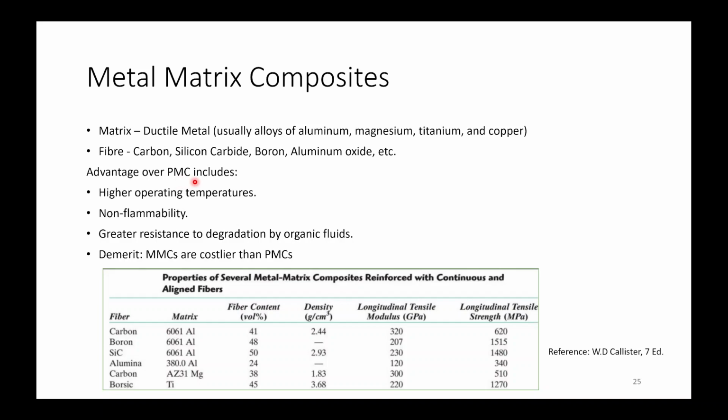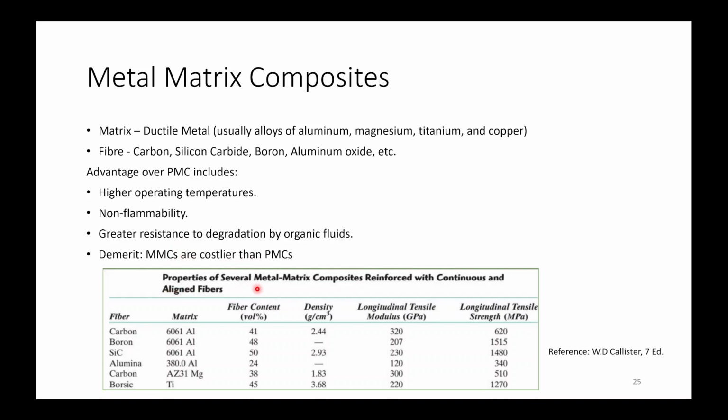Now advantages of MMC over PMC. Metal matrix composites have certain advantages compared to polymer matrix composites. These have higher operating temperature. Now polymers, we know that they can operate at lower temperatures only. And non-flammability, polymers are flammable also. And greater resistance to degradation by organic fluids. And a demerit is that MMCs are costlier than PMCs. Polymers are cheaper. So metal matrix composites are costlier.